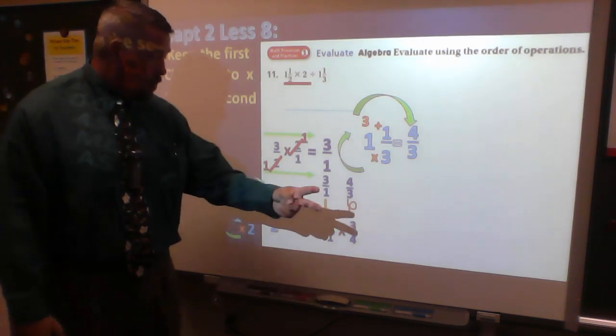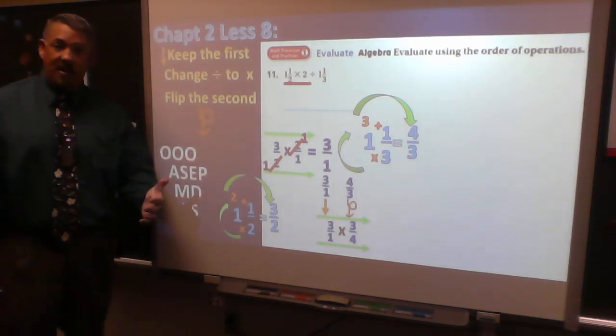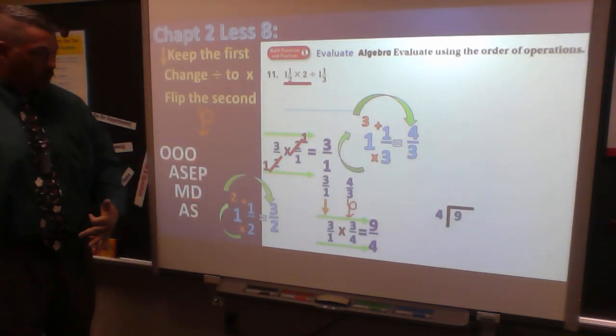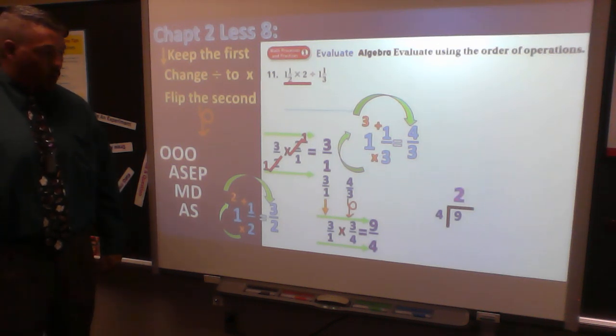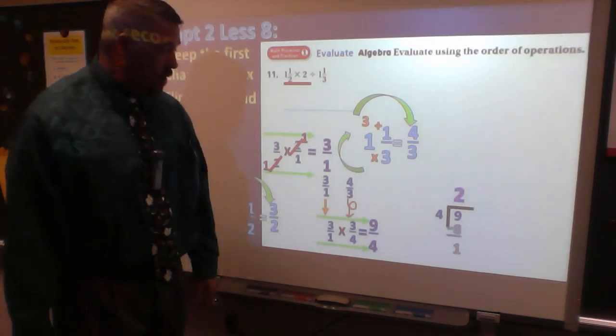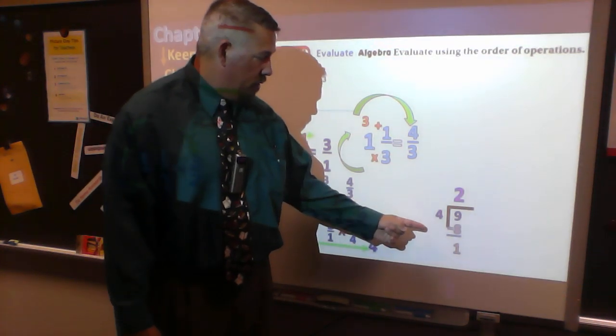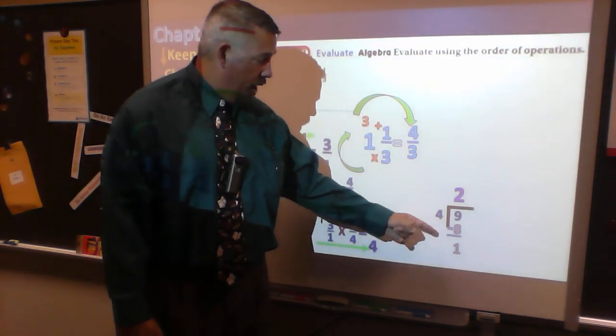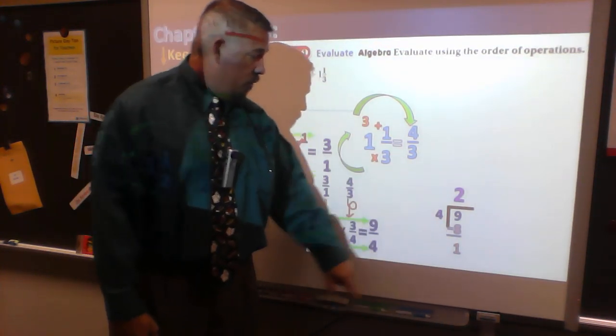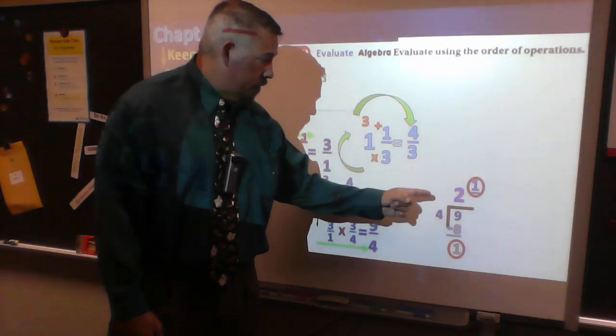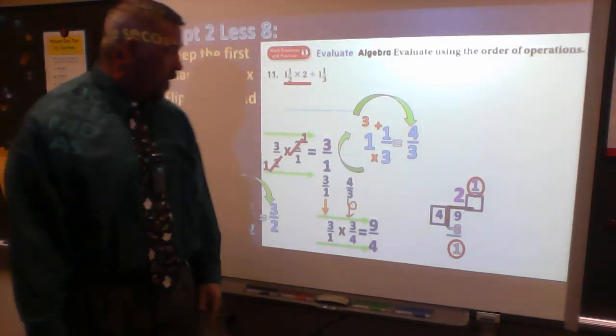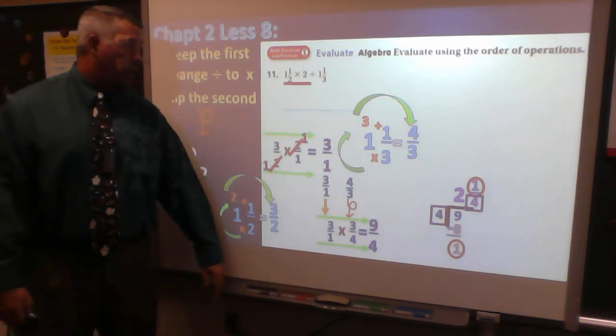So now when I multiply across, I end up with 3 times 3, which is 9, and 1 times 4, which is 4. And now I have 9 divided by 4, which gives me the same thing that I had on a previous question, right? Because 4 goes into 9 2 times, which is 8, with a remainder of 1, and then I have my new numerator and my denominator. This goes back to 2 and 1/4.